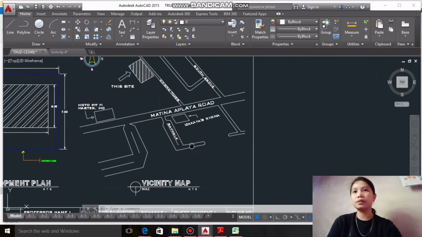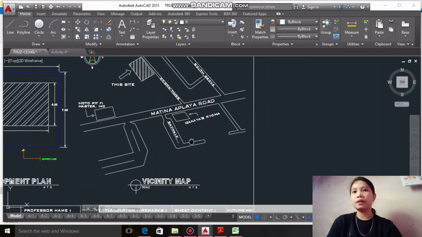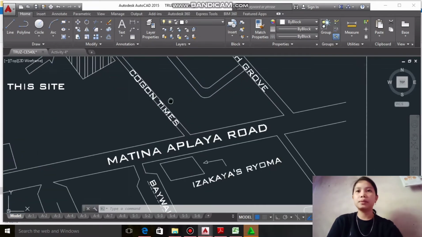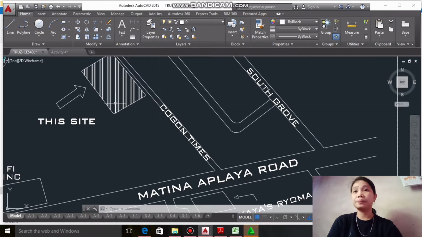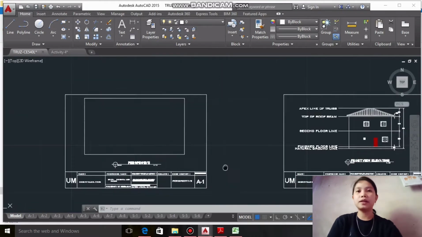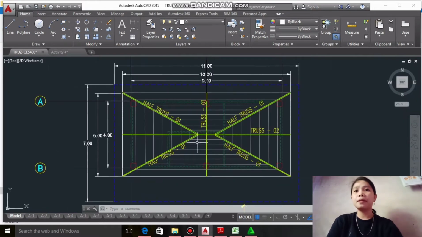So this is my vicinity map located at Matina Playa Road. The site is in Cogon Times, Matina Playa, Davao City. My perspective, two-story residential building, and my roof framing plan.